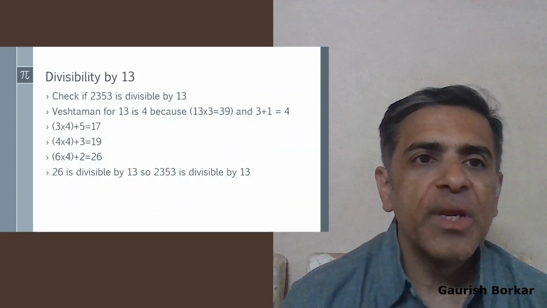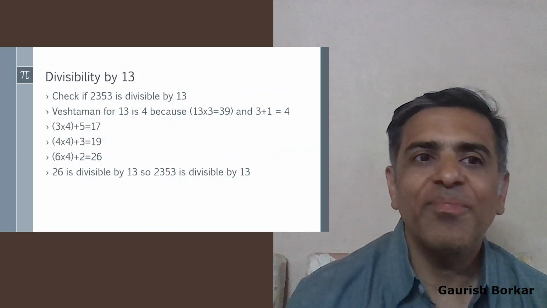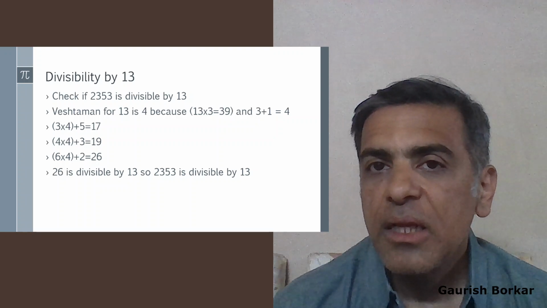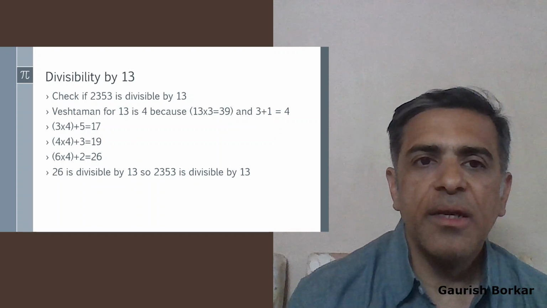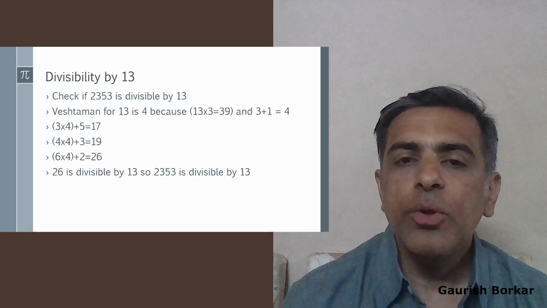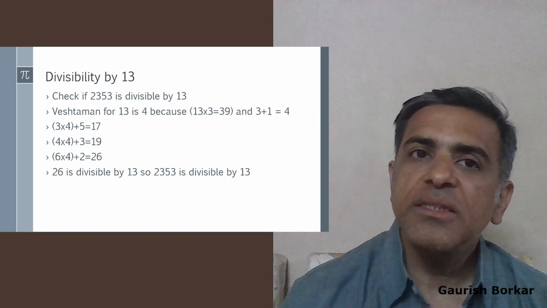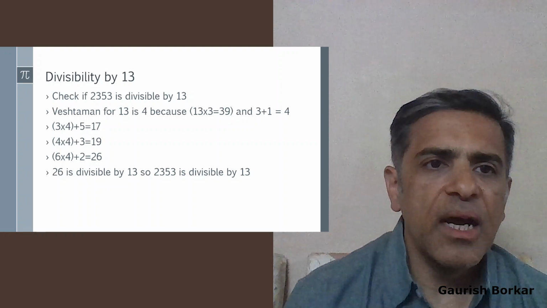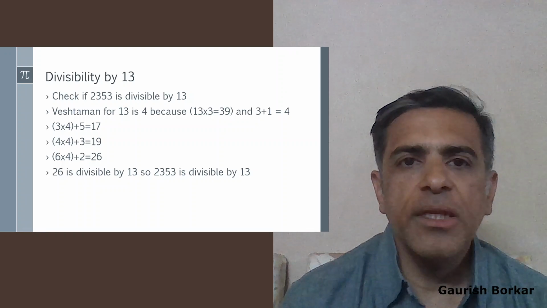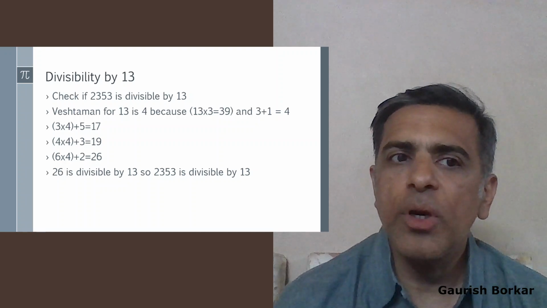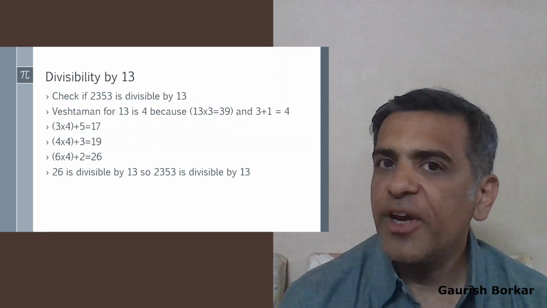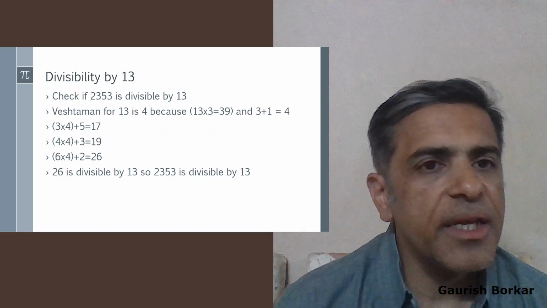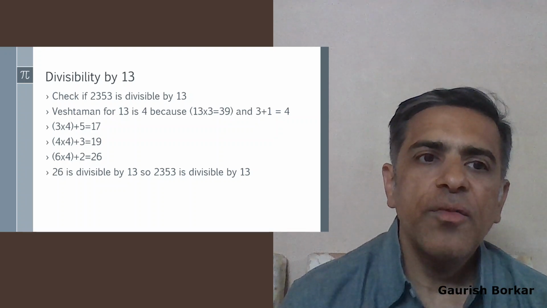So let's look at divisibility by 13. Check if 2353 is divisible by 13. Here 13 threes are 39, and that's why we are going to use 3 plus 1, which is 4, as the oscillator or the Veshtanam. Very simple: the last digit, 3, multiplied by the oscillator 4, gives 12. 12 plus 5 is 17. Now 17 is greater than 13, so we divide 17 by 13 and get remainder 4.